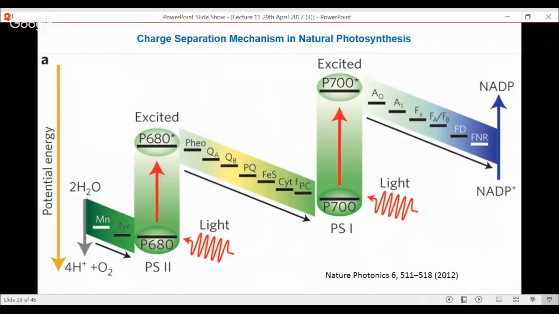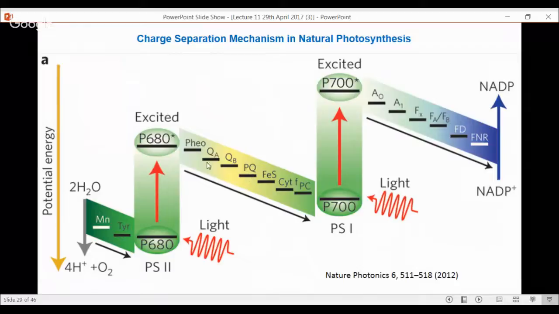This is the charge separation mechanism in natural photosynthesis. In photosystem 2, we have to spend some time on this, but we have only 4 or 5 minutes now. Anyway, we'll tell this. The photons are absorbed in photosystem 2 and then get to the excited state. From the excited state, the energy is transferred to QA, QB, phthalocyanine, iron sulfide, cysteine, like that.